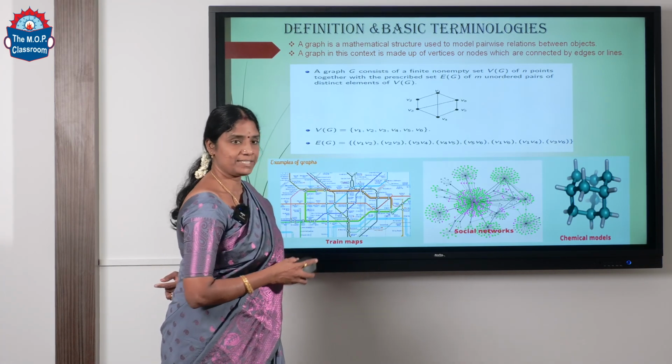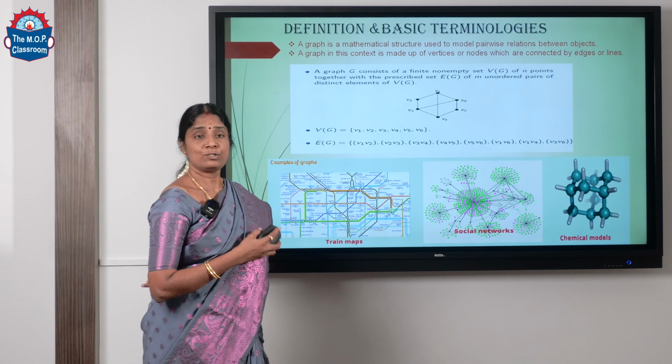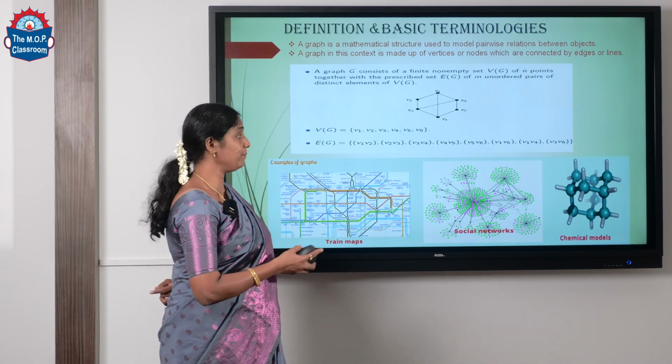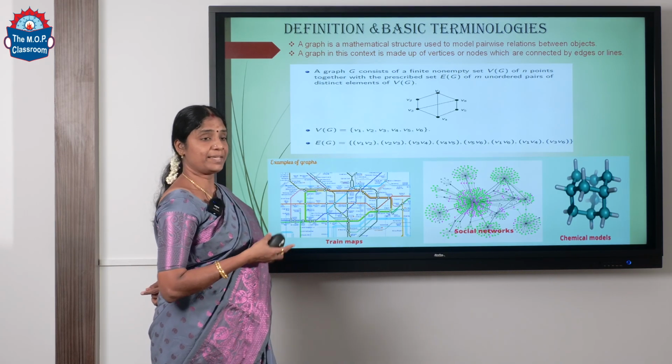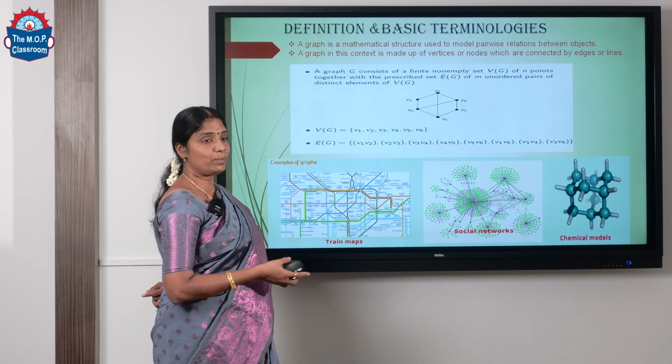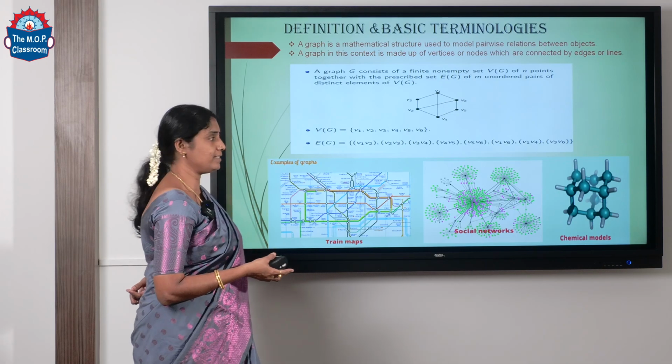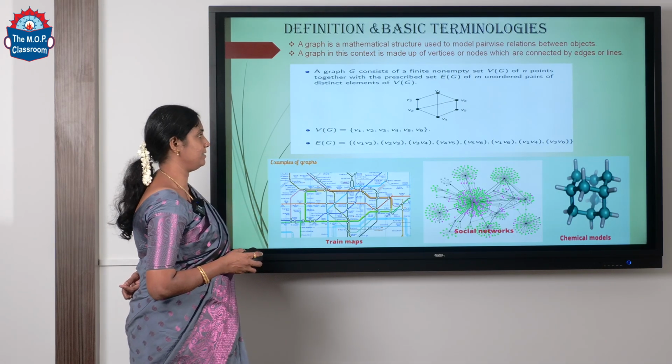And the third example I have given is chemical models. Any chemical molecular structure can be reframed or restructured as a graph, thereby finding new chemical structures and finding answers which might bring enormous changes in the chemical field or industry.